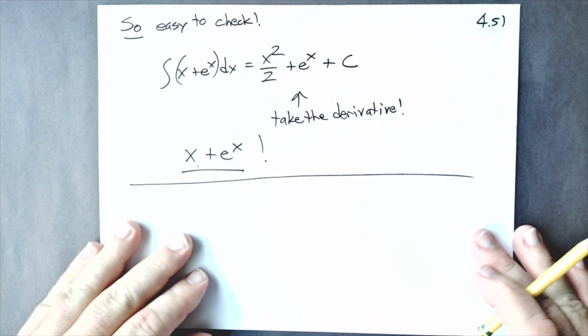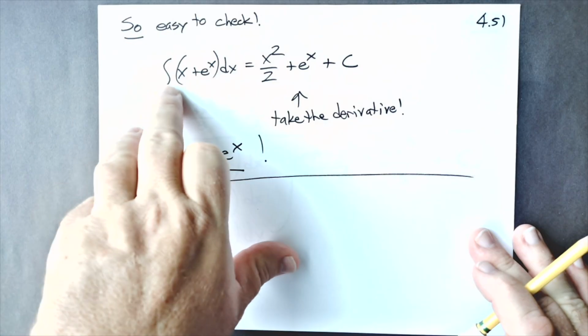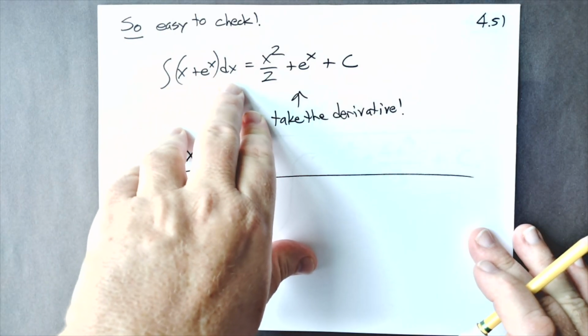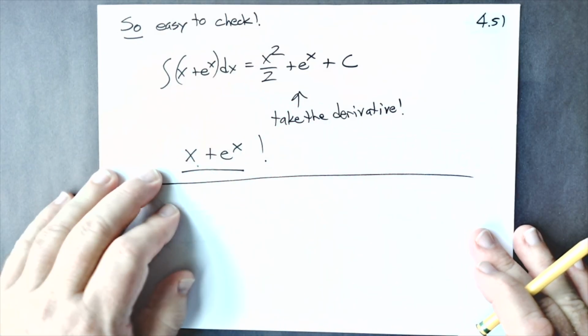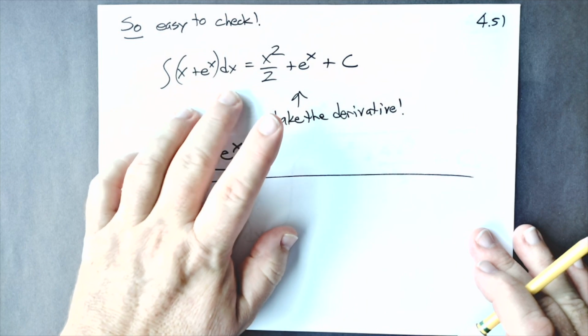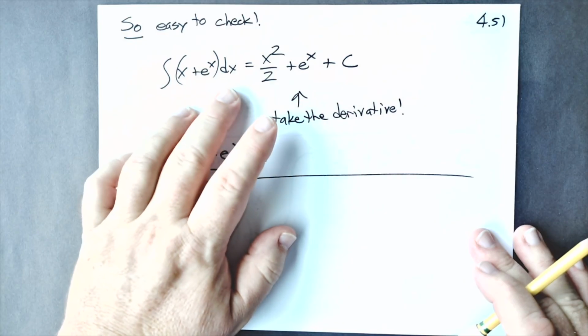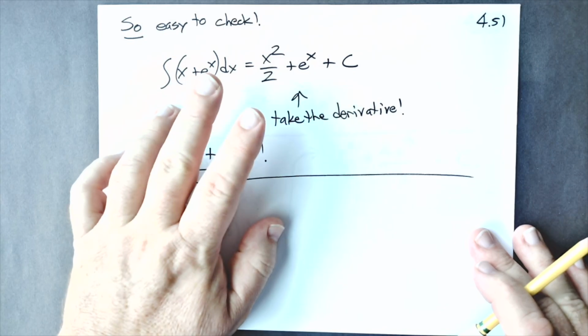Super easy to check our answers. So here's 4.51. We have the integral of x plus e to the x, and we always add this dx. I'll explain why much later, not right now. It just has to be there, and you'll see that when we get to substitution, which is the chain rule for integrals. We have to have a du there, but don't worry about that right now.